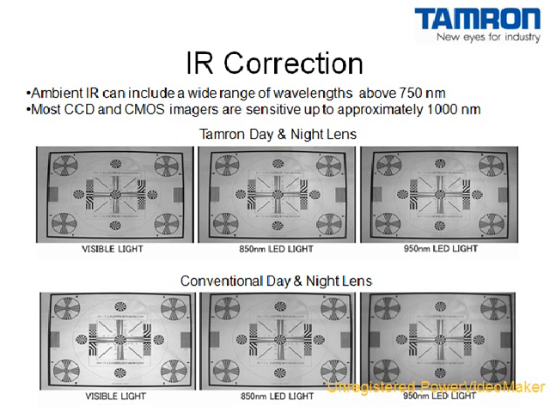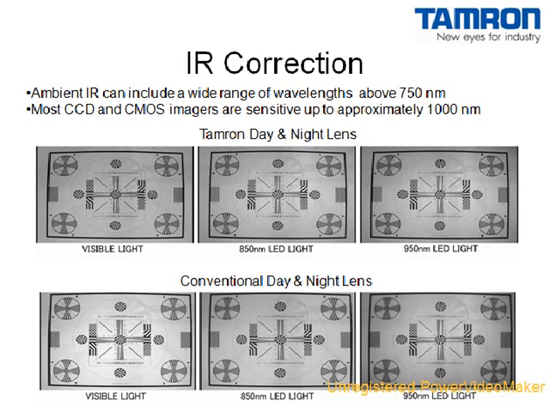An IR-corrected lens must correct focus shift across a wide range of infrared wavelengths. Ambient infrared illumination can include wavelengths well above 750 nanometers, and most imagers are sensitive up to 1000 nanometers. This means that an IR-corrected lens must be able to correct focus shift for infrared wavelengths between 750 nanometers and 1000 nanometers in order to produce a clear picture in infrared.